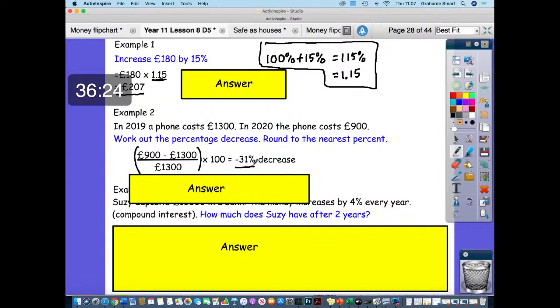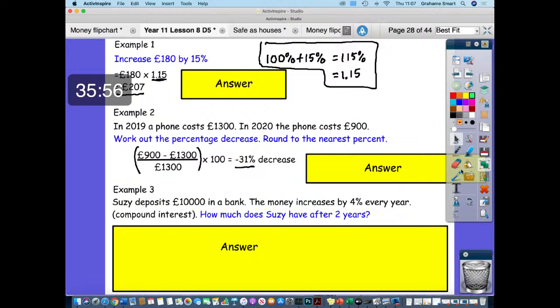Okay, and could you check that answer quickly? Well, yes, you could. If I think about 100 take away 31, what would that give me? It would give me 69. If I do 1,300 multiplied by 0.69, it should get me back to 900. I'm not going to do that, but I always know how to check these answers as I'm going. That's why I like percentages, actually, because I think you can quite easily get really good at them and checking your answers all the time as you go. Okay, hopefully you all got that one.